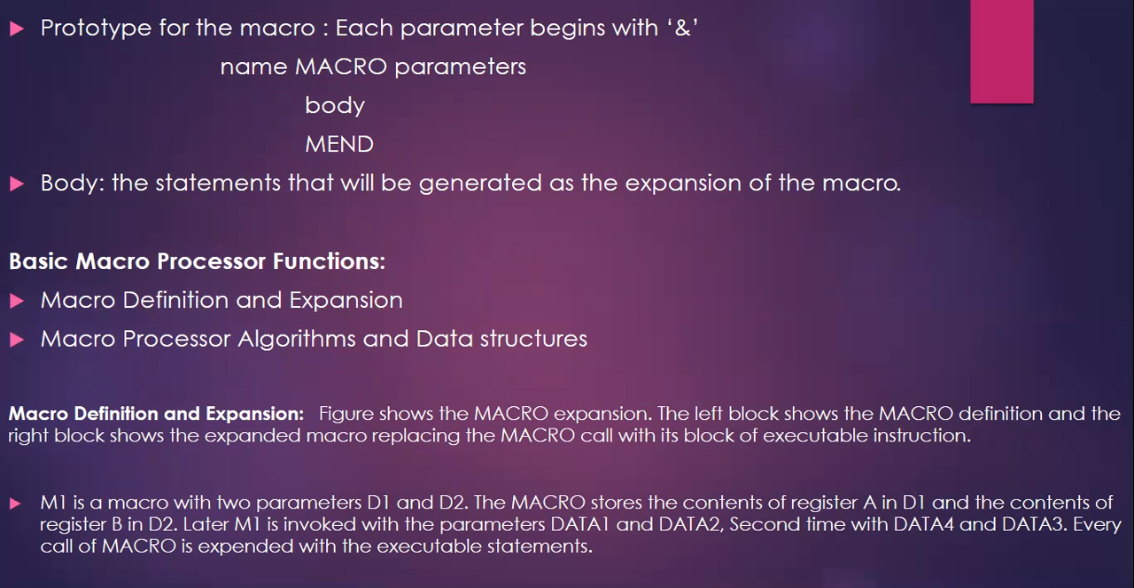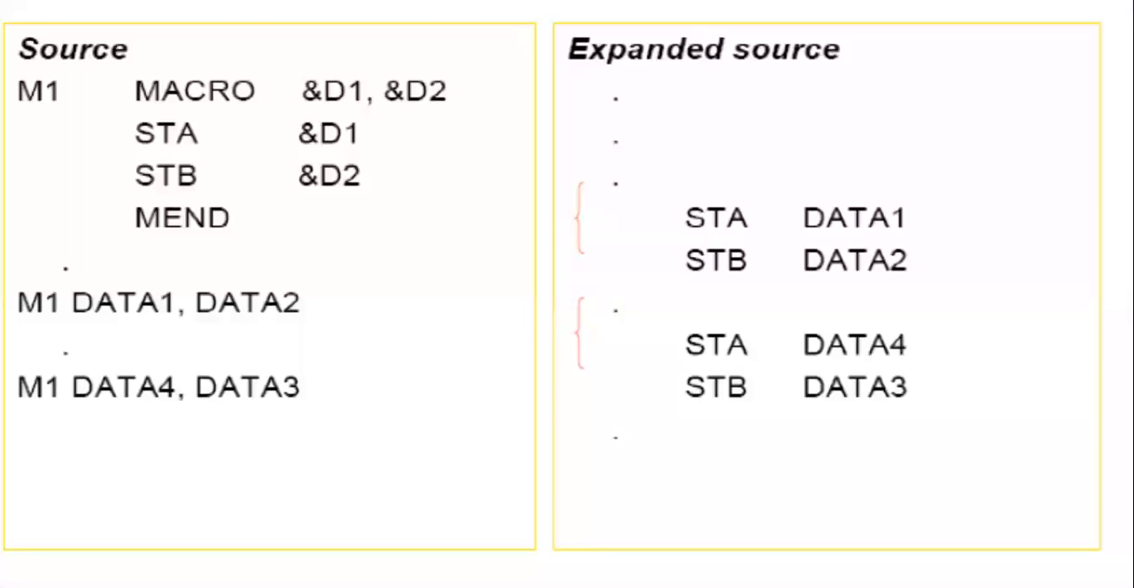In the next slide we have one figure, which shows the macro expansion. The left block shows the macro definition and the right block shows the expanded macro, replacing the macro call with its block of executable instructions. You can observe these are two different varieties. This is the source, where we have a prototype of the macro, and this is the program.